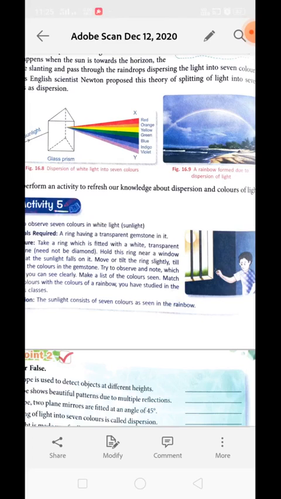Even in the foam made from soap, you can see the color pattern there. If an oil drop has fallen on the water surface, what will happen? Even over there you can see a different color pattern on the water surface.